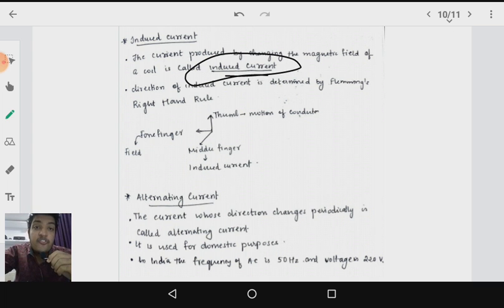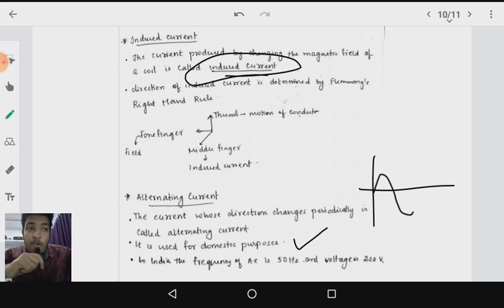So for that, we are using a current which is known as alternating current, whose direction periodically changes with respect to time. So current whose direction changes periodically with respect to time is called alternating current, and it is used for domestic purposes. So it is flowing in the form of a wave, and every wave has a frequency. So the frequency of the AC wave is 50 Hz, and the voltage associated with the AC is 220 volt. That is the household voltage that we are getting.